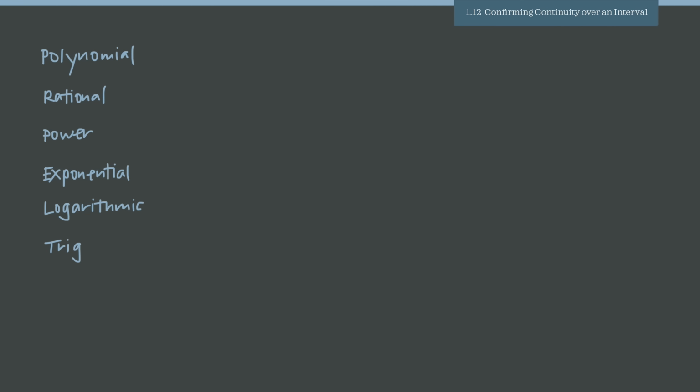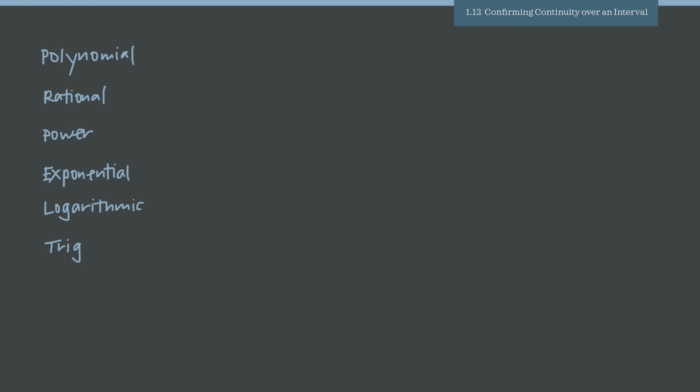Topic 1.12 is really simple and quick. The point here is that a function is continuous over an interval if it's continuous at every point in the interval. And that's pretty intuitive. Basically, we can't say that something is continuous everywhere unless it is actually continuous everywhere.